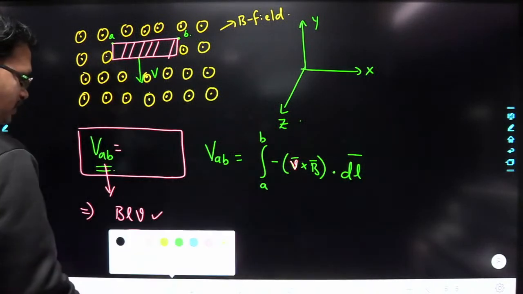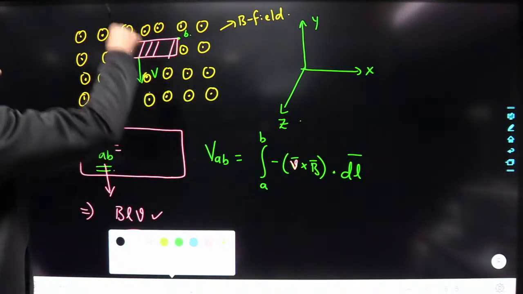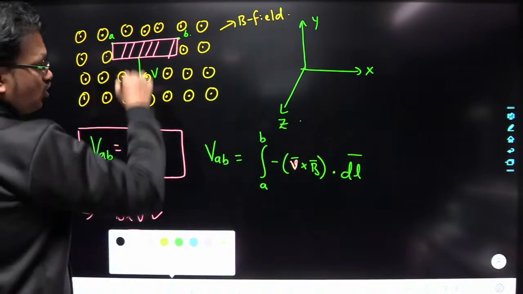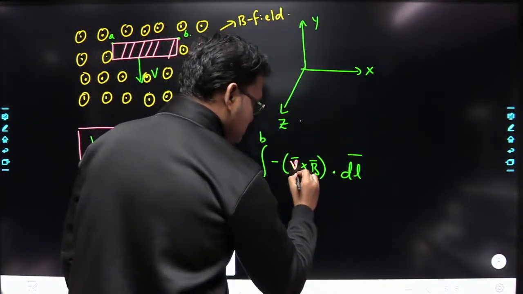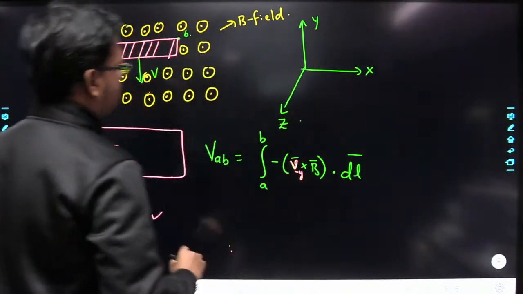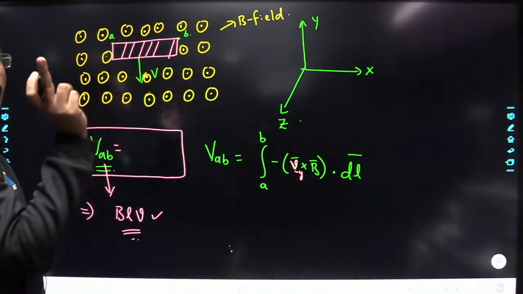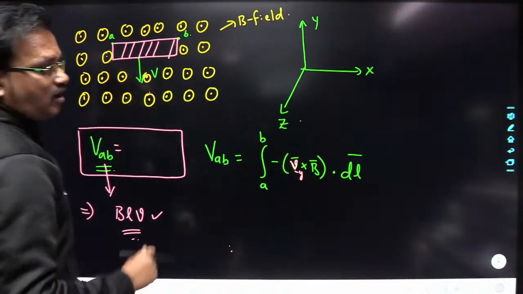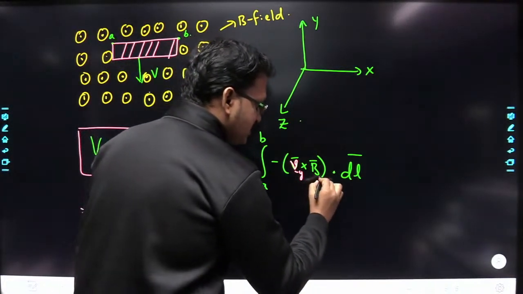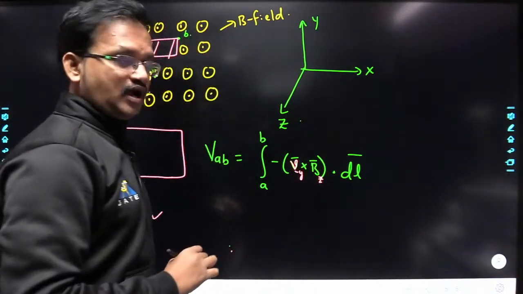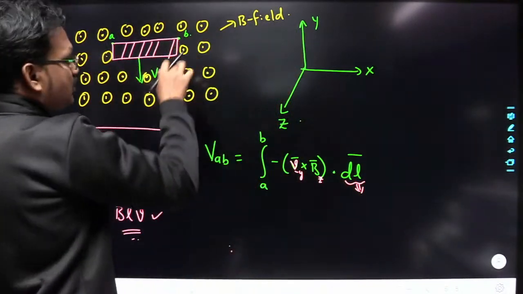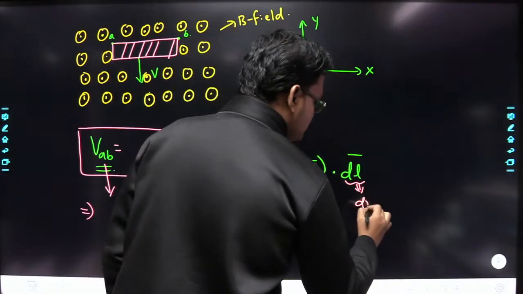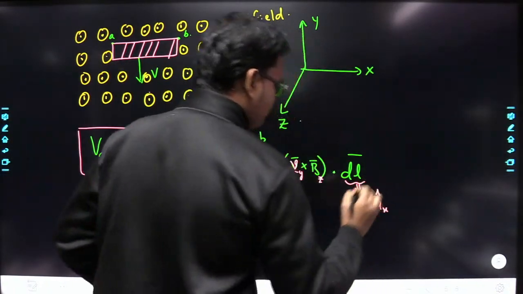Now here the velocity is in which direction? Downward direction, which means it is in the negative y direction. And the B field is pointing out of the board, which means the B field is in the positive z direction. Understood? And here dl bar is along the length of the rod, so that is nothing but dx ax cap.